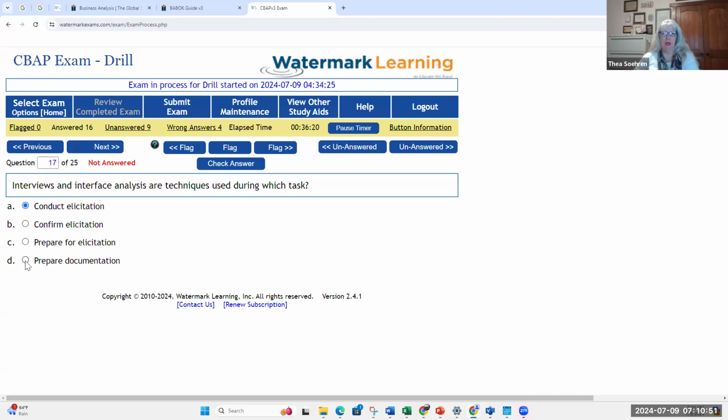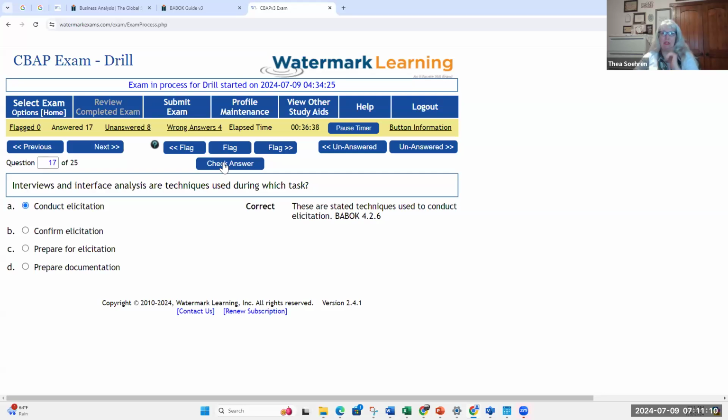You're right. D is not a task. This is not one of the 5 tasks in this knowledge area. And you're saying A is the correct answer. It looks like I've got several A's. I'm having trouble seeing which ones go with which question, but this is the correct answer for this question. Very good. These are the stated techniques used to conduct elicitation.